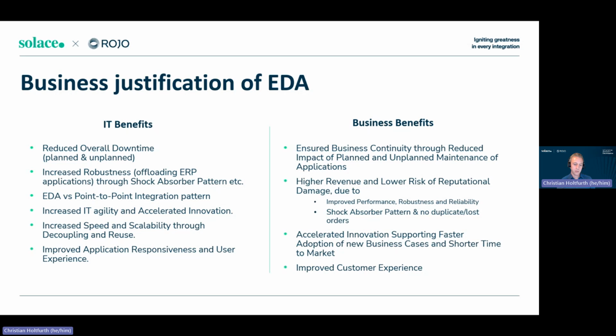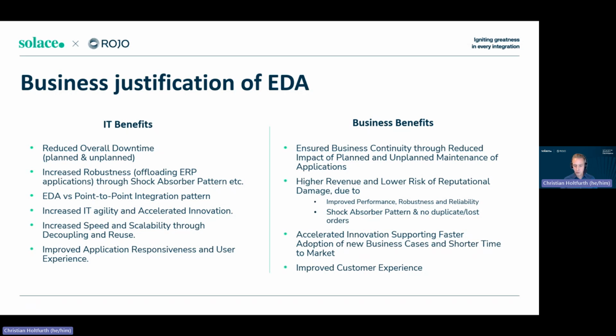So there's a lower impact to the business overall, and at the same time, because the brokers act as a shock absorber, we can also help increase revenue. We can help lower the risk of reputational damage through improved performance, being able to take Black Friday events and just shock absorb those increased volumes coming in from the business and then hand them out to the applications at a speed that they can handle. So improved performance, robustness, reliability.